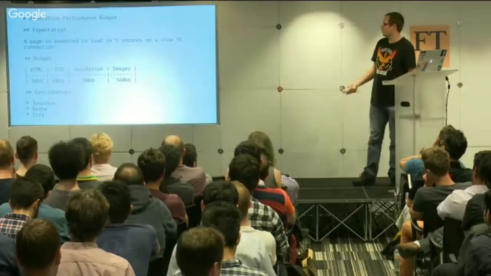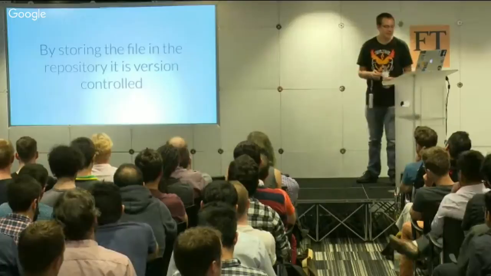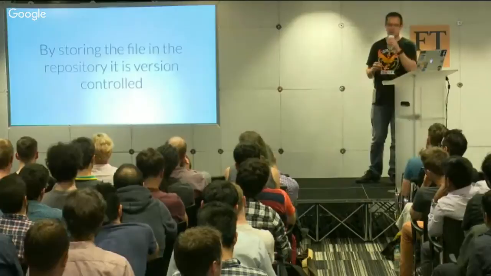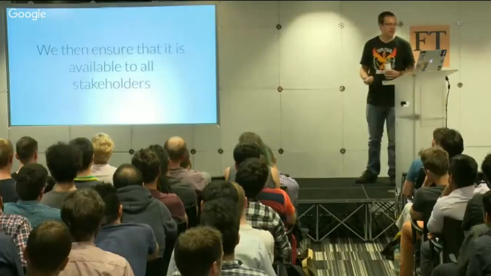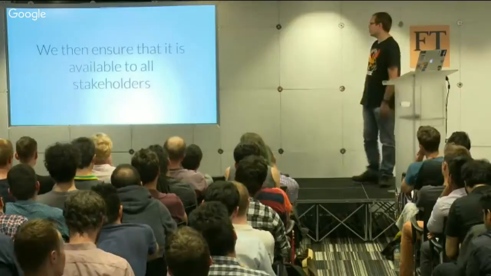On Slack, of course. So by storing the file in the repository, it's version controlled. This enables us to see what changes we have made to our performance budgets over time, and commit messages let us see why the changes were made. We then ensure that it is available to all stakeholders. So all our designers have access to Git, and then obviously we'll provide it to our product managers, clients, etc.